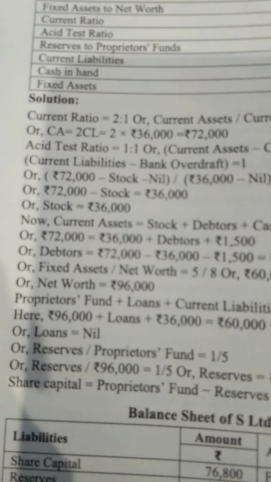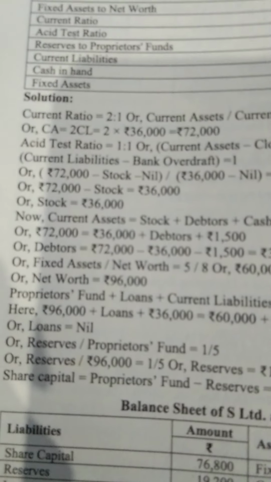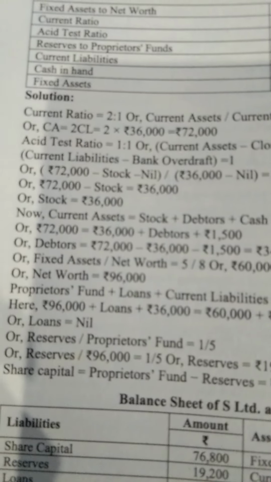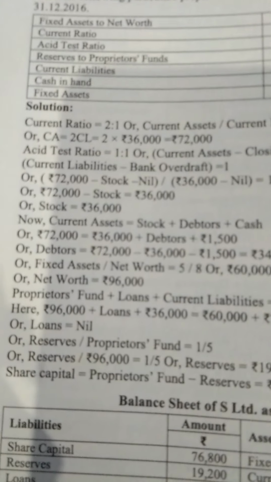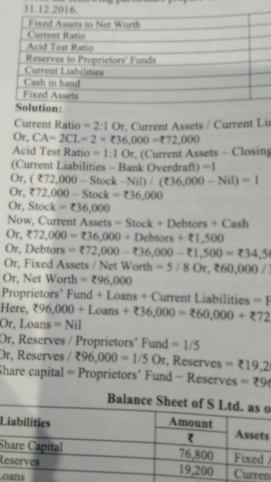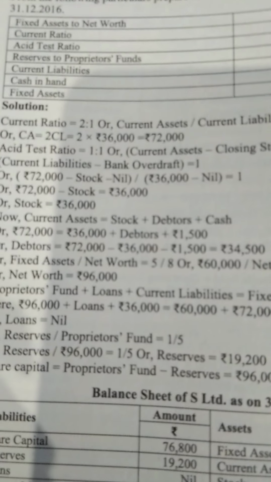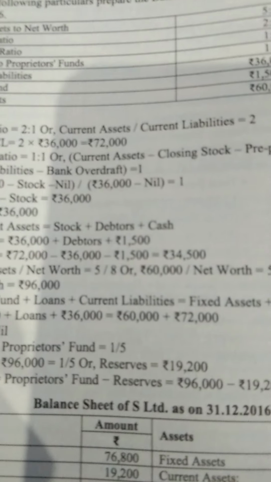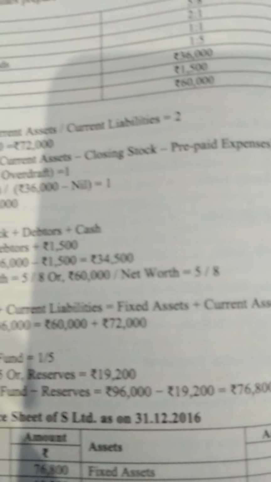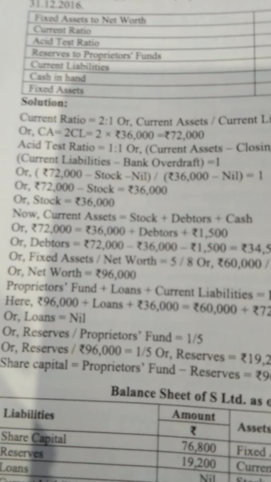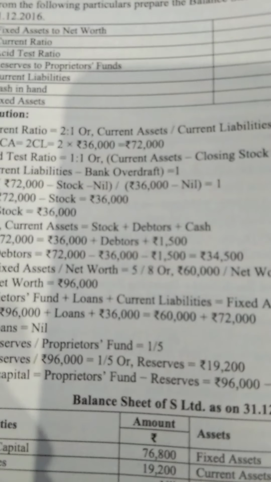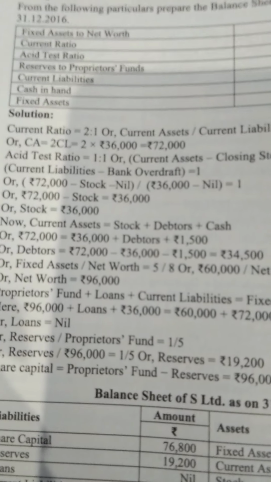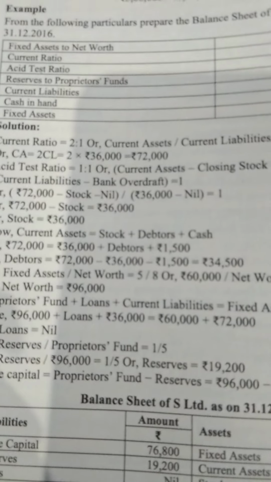Next is the acid test ratio. What is the acid test ratio? Generally, acid test ratio means current assets minus closing stock minus prepaid expenses as the numerator, and current liabilities minus bank overdraft as the denominator. Now we are putting all the formulas into the equation.